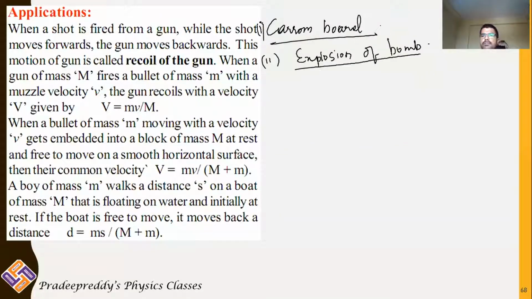Explosion of a bomb is also one more example of the law of conservation of momentum. And the movement of the striker and coins on a carom board also comes under the law of conservation of linear momentum. So let us consider that initially we have a bomb. This is a bomb. Initially it is at rest, so its initial velocity is equal to 0.